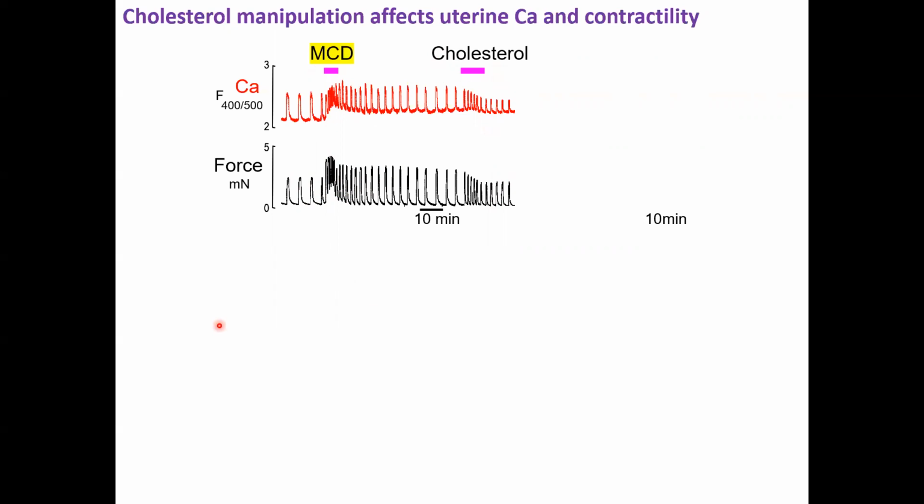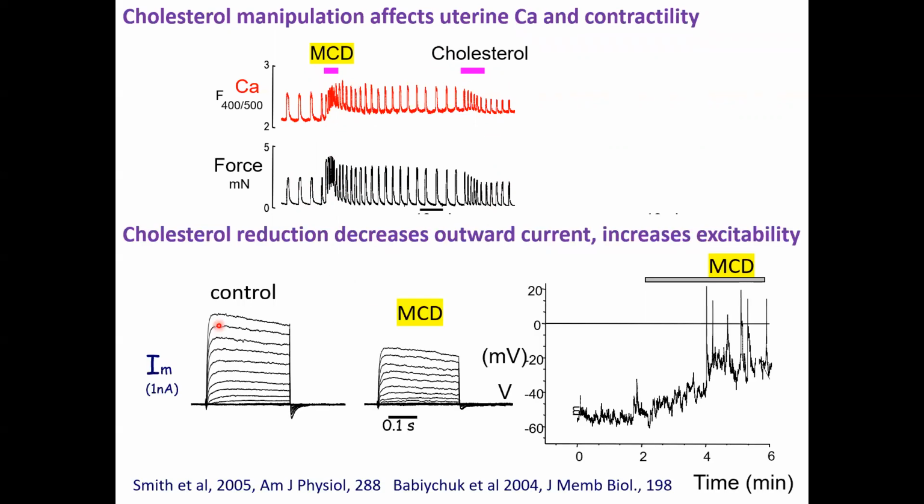Well, for the answer, we need to think about EC coupling again, and remember the effects of outward current due to potassium movement. If we record outward current under control conditions and compare that with depletion of cholesterol in the cell, you can see that significant decrease in outward current, which you'd expect to be associated with increased excitability.